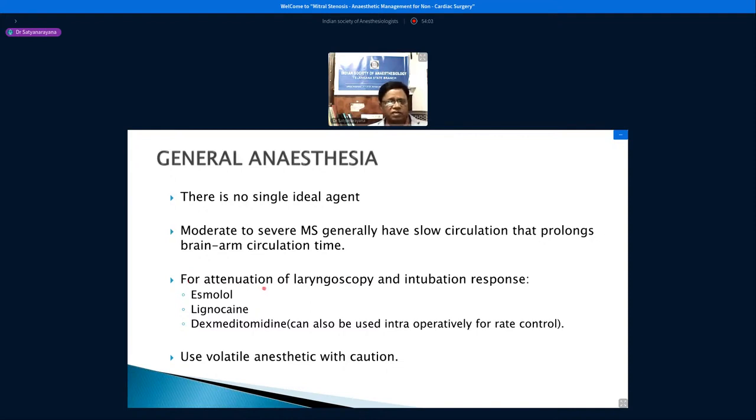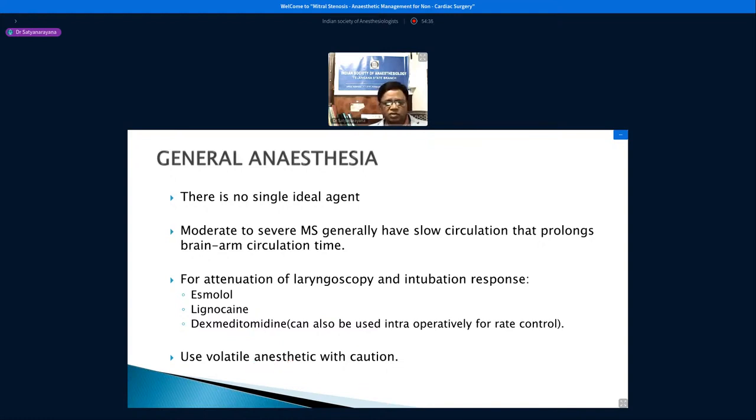And the next stage, intubation. The most important thing is to blunt the intubation response, particularly laryngoscopy and intubation. You have various drugs available. The common drug of choice is esmolol because it is short acting, and IV lignocaine. Dexmedetomidine in recent times is a boon in anesthesia practice. It is everywhere, this drug. So here also it's very useful, particularly to blunt the intubation and extubation response. This drug also can be used intraoperatively for rate control.